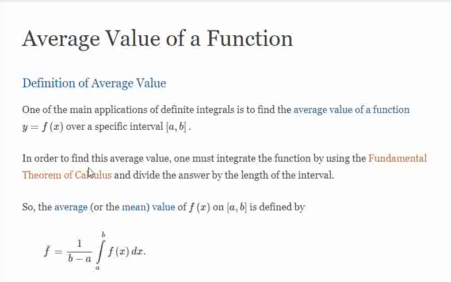In order to find this average value, one must integrate the function by using the fundamental theorem of calculus and divide the answer by the length of the interval. It means the integral of a to b of the function divided by the length of the interval, which is b minus a. If the interval is a to b, then the length is b minus a. If the interval is c to d, then the length is d minus c.